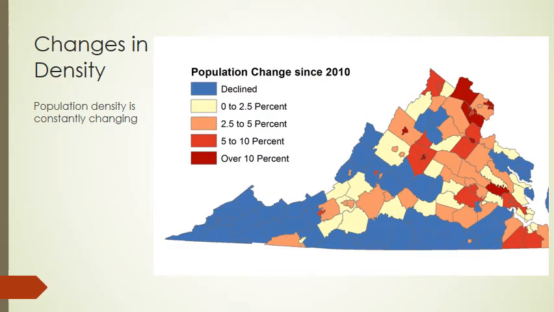Population density is always changing. This is a map of Virginia since 2010. And you'll notice there are some regions of the state where you have a declining population, typically the much more rural areas. There are some areas of the state that are increasing in population.